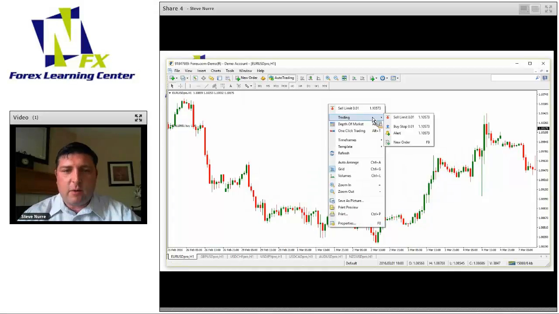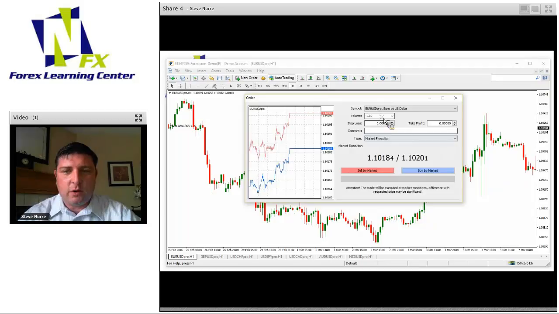Now, let's say I wanted a little bit less risk on my account. I'll go to new order and I'll put in 0.10 under volume. Now if I click on buy, I'm going to exchange enough dollars to control 10,000 euros. In a standardized Forex account, that would be considered a mini lot. And click buy by market.